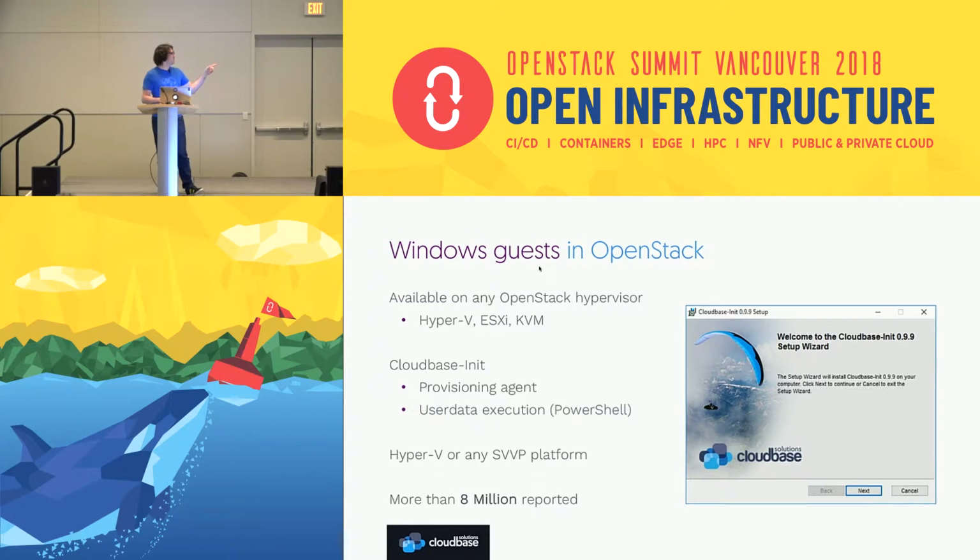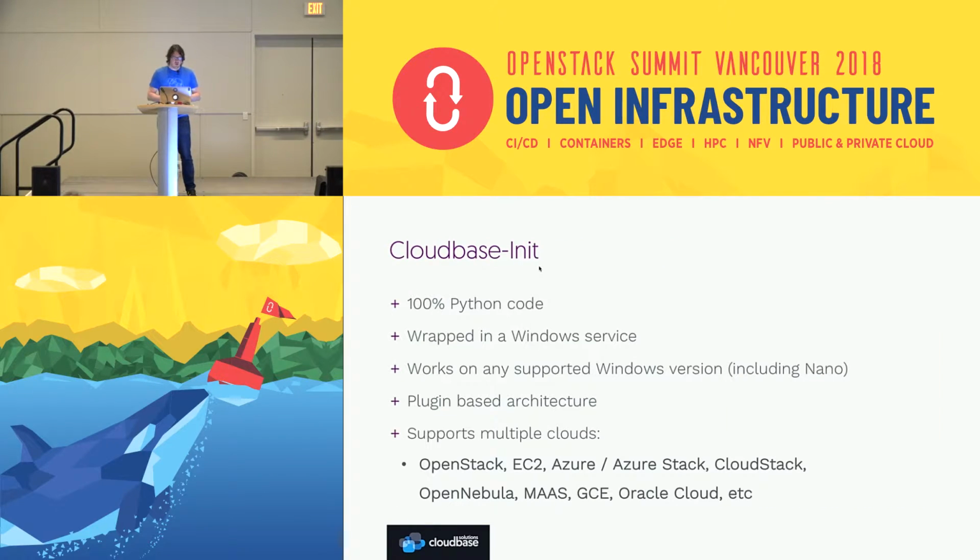Okay, forgot to update that slide. Now we have more than 30 million, actually, Windows deployments reported, so that's actually quite a large number. It's 100% Python code, so it's meant not only to be friendly for Windows admins, it's also meant to be friendly for people coming from a Linux background, especially from a DevOps background, okay? We are OpenStack developers, so we developed it like any other OpenStack project, so fully Python and so on.